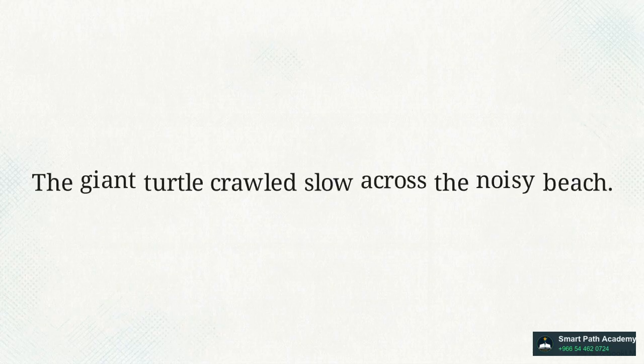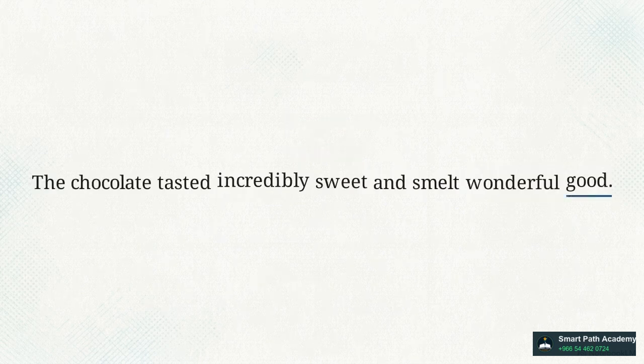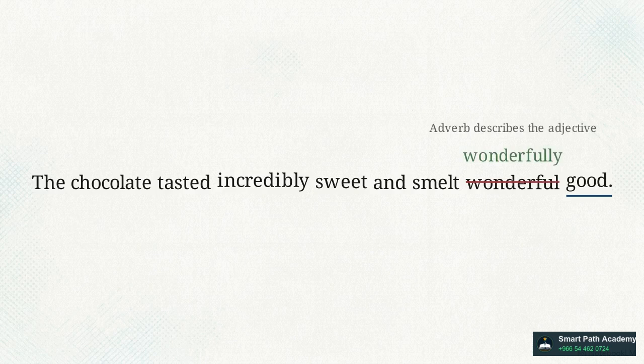Let's apply this to some practice questions inspired by real Cambridge checkpoint patterns. Read this sentence about the turtle. The verb is crawled. To describe how it moved, we change the adjective slow to the adverb slowly. We leave the noisy beach exactly as the author wrote it. Here, good is an adjective describing the smell. To describe an adjective, we need an adverb. We change wonderful to wonderfully.